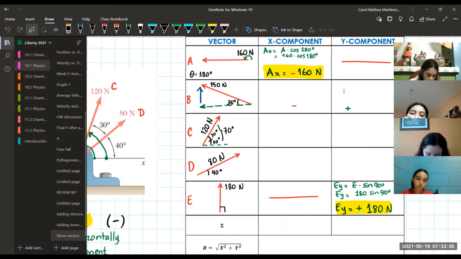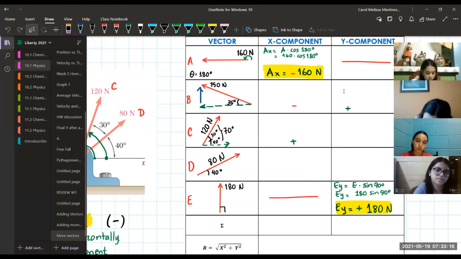X, positive or negative? Positive. It's going to the right, so it's going to be positive. About y, is it positive or negative? Positive. Positive goes up.